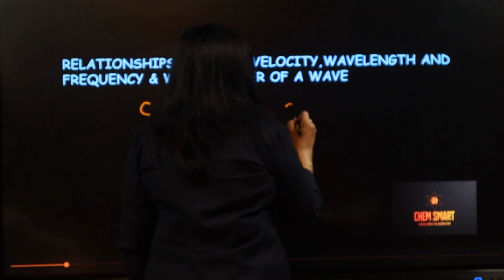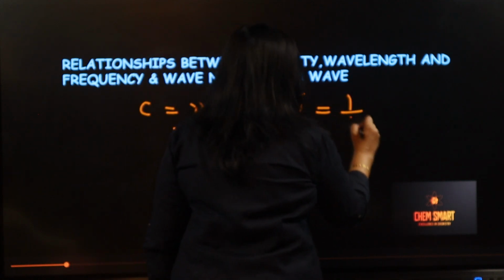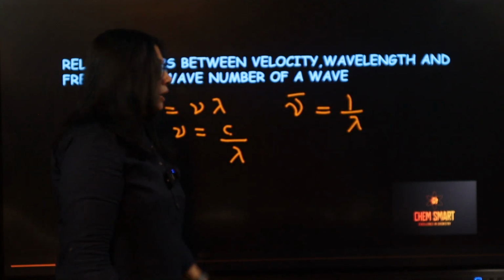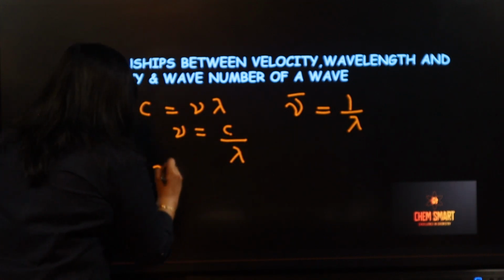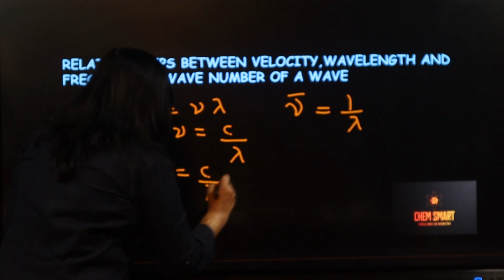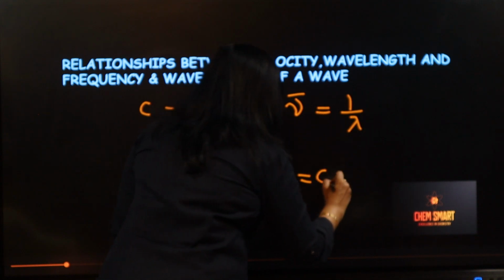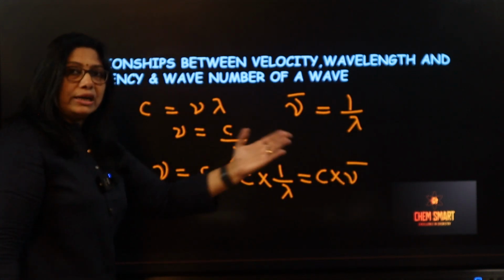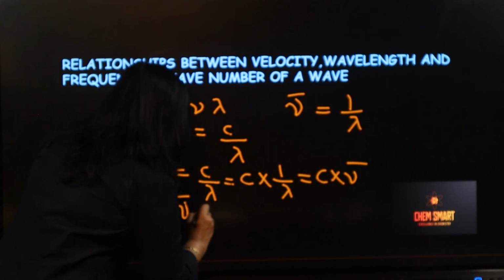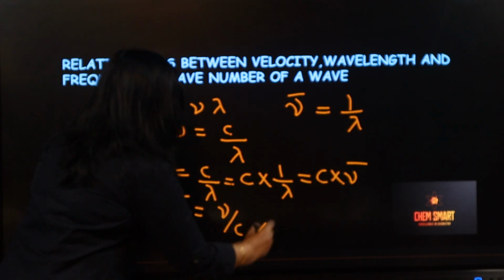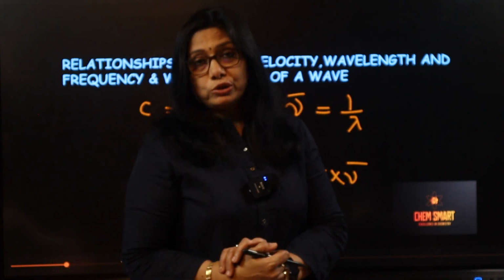Now, you know nu bar, which is the wave number, is the reciprocal of wavelength. Nu bar is equal to 1 by lambda. Now we can connect them again. How? You know nu is equal to C by lambda. That means it is C into 1 by lambda, that means it is C into nu bar. So we get a new relationship, that is nu is equal to C into nu bar, or nu bar is equal to nu by C. All these formulas are very, very useful.